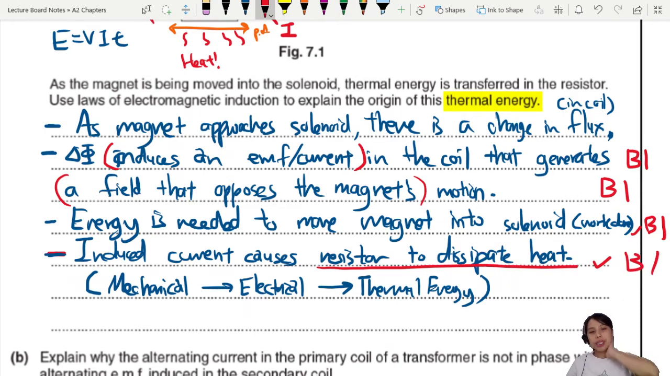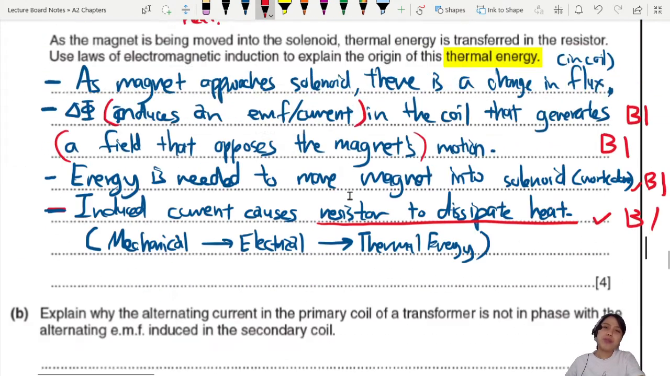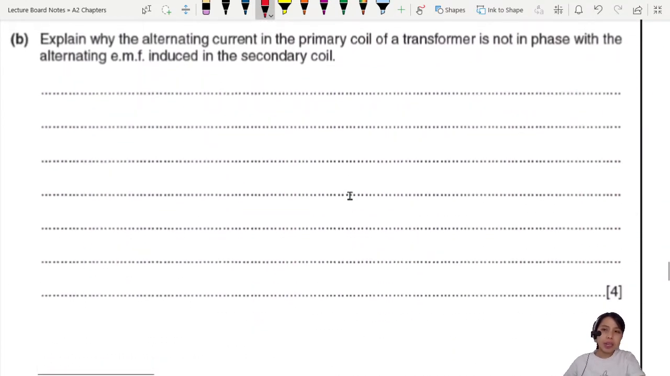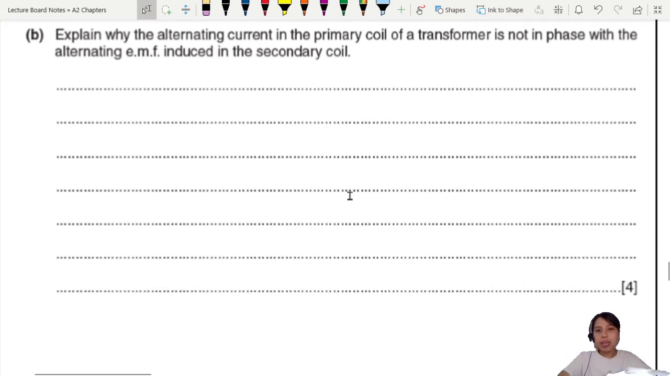Wow, it's a long story. Do we have to explain some more? Oh my goodness, this is the explanation question. 4 marks one essay, 4 marks another essay. Hang in there. Now we are looking at an alternating current in the transformer.